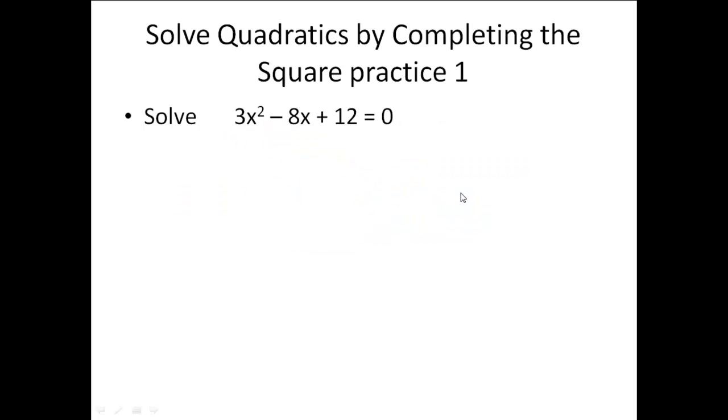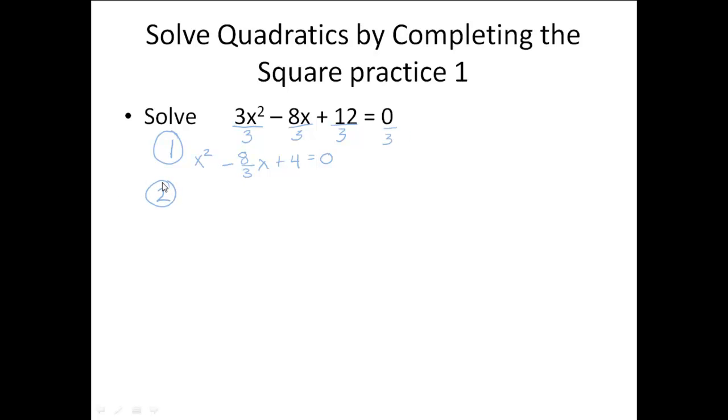Now we're going to look at how we can use completing the square to solve quadratics. We are going to start with 3x squared minus 8x plus 12 is equal to 0, and we're just going to follow the steps that we went through previously. The first thing I need to do is divide by a. In this case, my a is a 3. When I divide by 3, I end up with x squared minus 8/3 x plus 4 is equal to 0, because 0 divided by 3 is still 0. So that would be step 1.